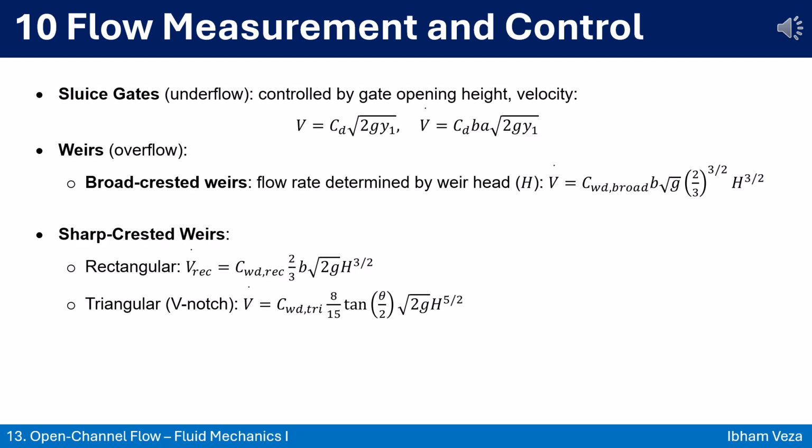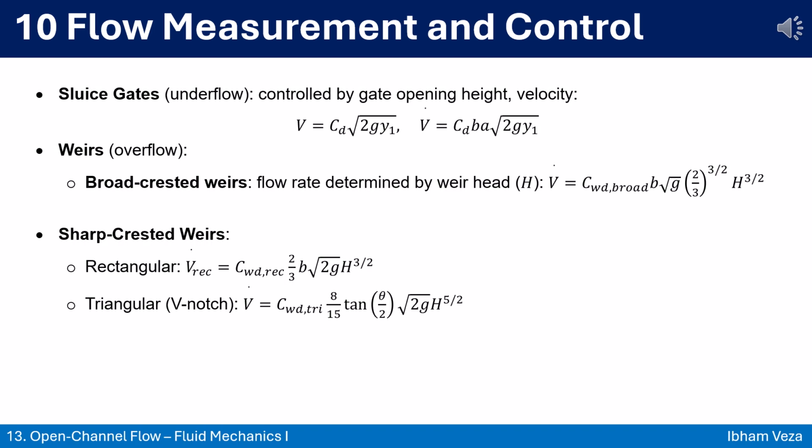Now consider weirs, which operate through overflow. A broad-crested weir spreads the flow over a flat crest. Its discharge depends heavily on the weir head H, with velocity given by V equals C_WD broad times B times the square root of g times 2/3 to the power of 3/2 times H to the power of 3/2. It's a workhorse for measuring steady flow with minimal turbulence.